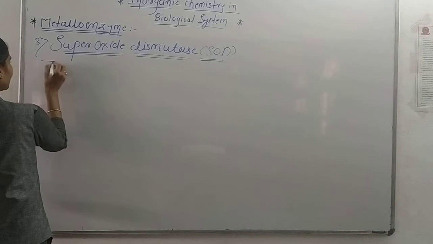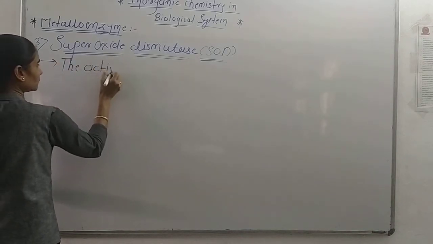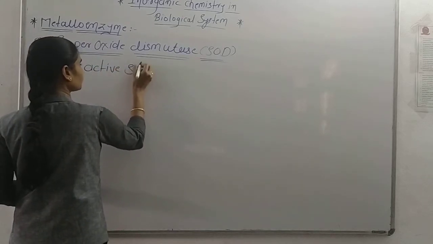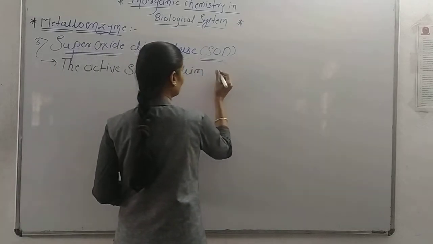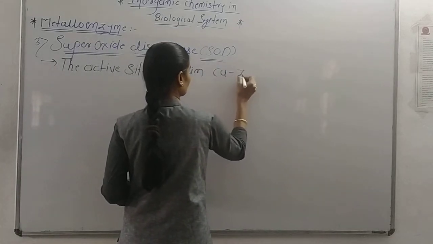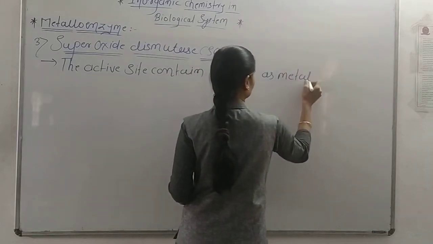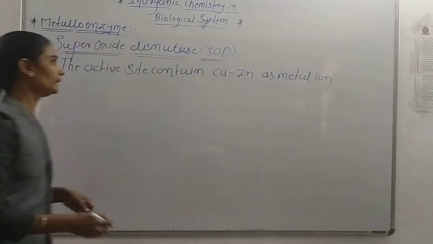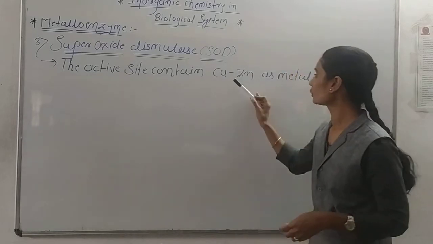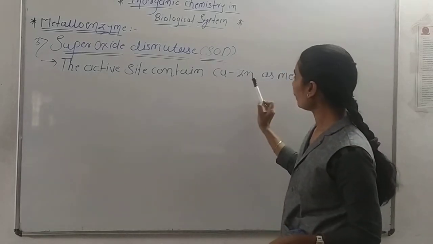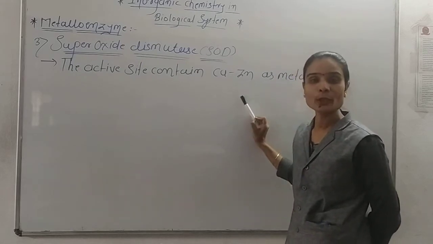So the active site contains zinc and copper as metal ions. In this superoxide dismutase, there are two metal atoms, copper and zinc, and because zinc is present, it is also called a zinc metalloenzyme.